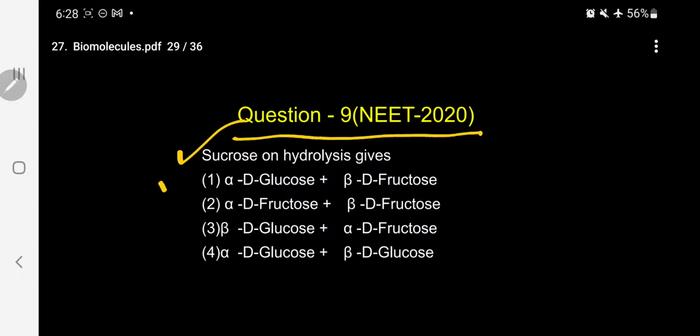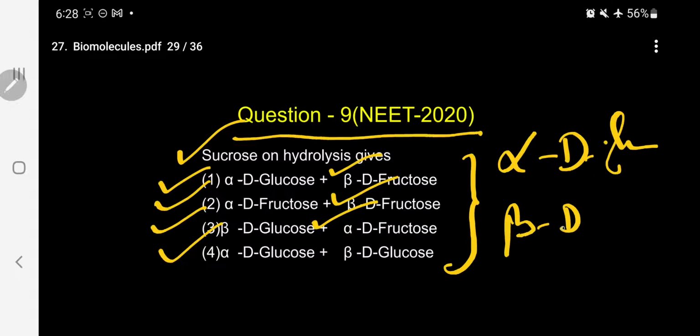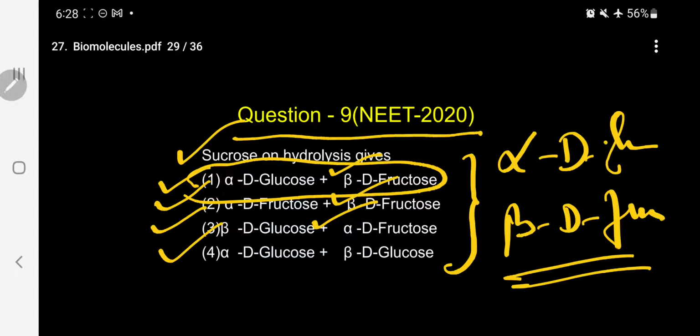On hydrolysis it gives: 1. Alpha D glucose, beta D fructose. 2. Alpha D fructose, beta D fructose. 3. Beta D glucose, alpha D fructose. And 4. Alpha D glucose and beta D glucose. What is the correct option? I already informed you, that is alpha D glucose and beta D fructose. So option 1 may be the correct answer.